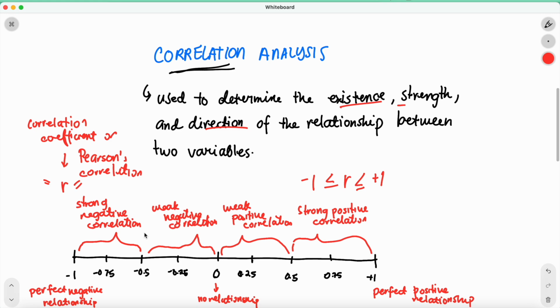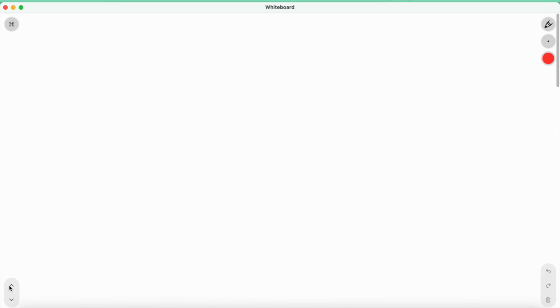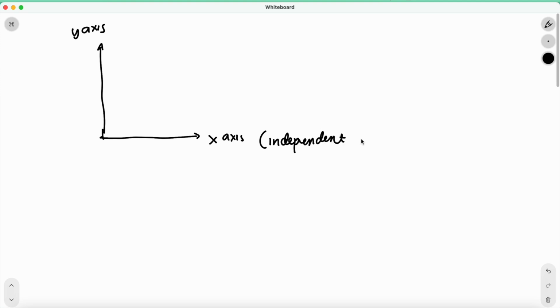So, what do you mean by two variables here? Let's say, for example, we have two variables, and this is our axis. We have the x-axis, and then we have the y-axis. Okay, we have two variables. The x-axis is always the independent variable, and the y-axis is our dependent variable. Okay, this should not be interchanged. y is the dependent and x is the independent variable.